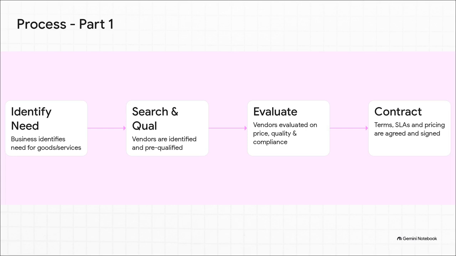Let's actually walk chronologically through the first half of a typical vendor management process. Step 1 is need identification. This is where the business formally realizes they need something. Say, your IT department desperately needs new hardware. Step 2 is vendor search and pre-qualification to pinpoint the best potential partners. Step 3 is evaluation and selection, where we grade those vendors on price, quality, capability, and compliance. And then Step 4 brings us to contract finalization, locking in all those terms, SLAs, and pricing.